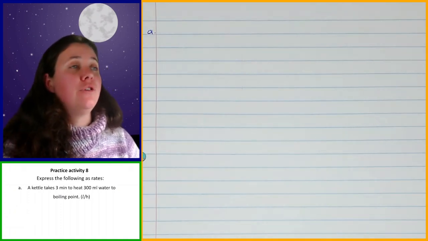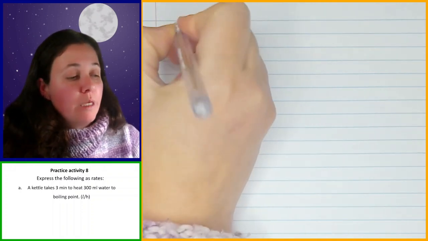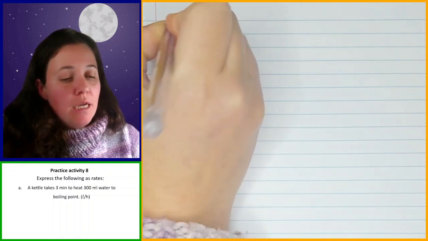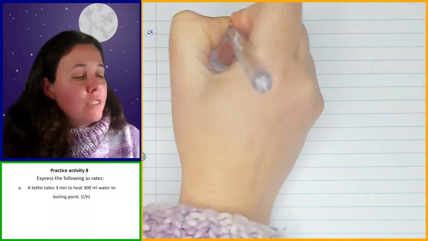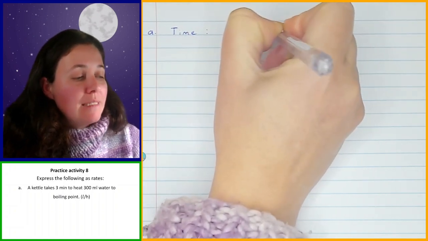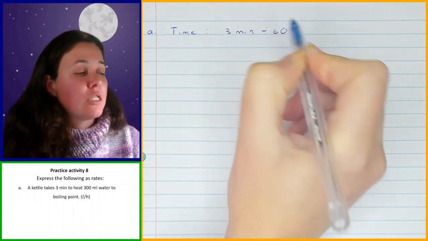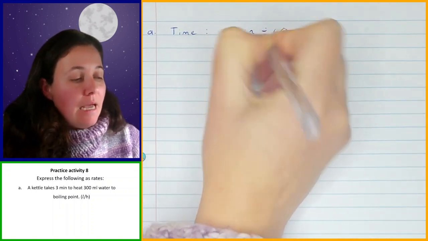So the first thing we need to do is convert our milliliters, or we can convert our time, it doesn't matter which one we do first. So we can do our time, and that is 3 minutes, which we are going to divide by 60 to convert minutes to hours. So that will give me 1 over 20 hours.